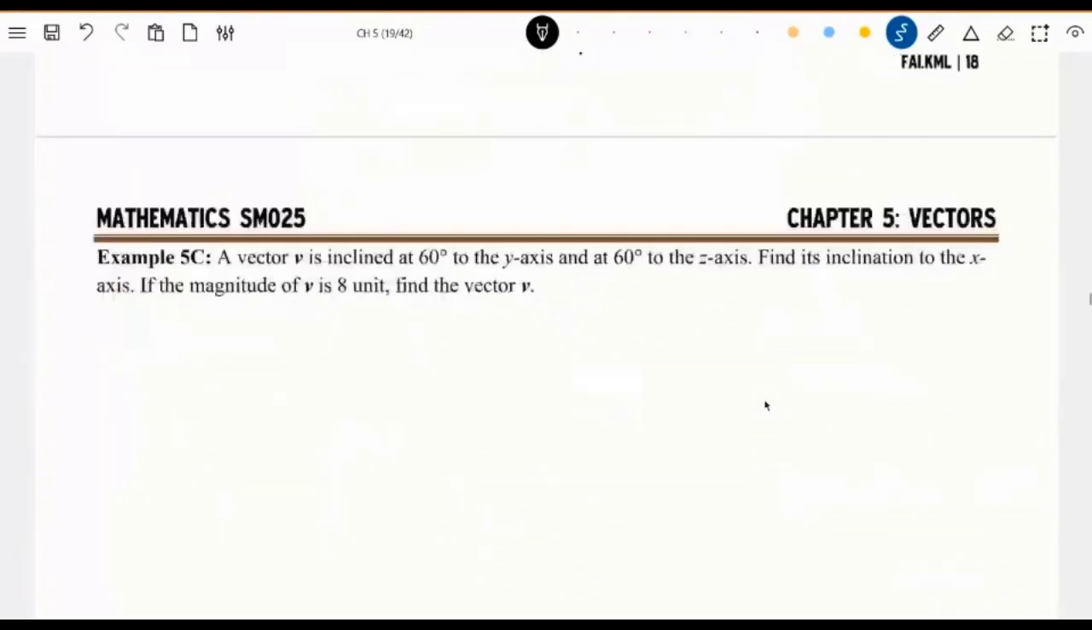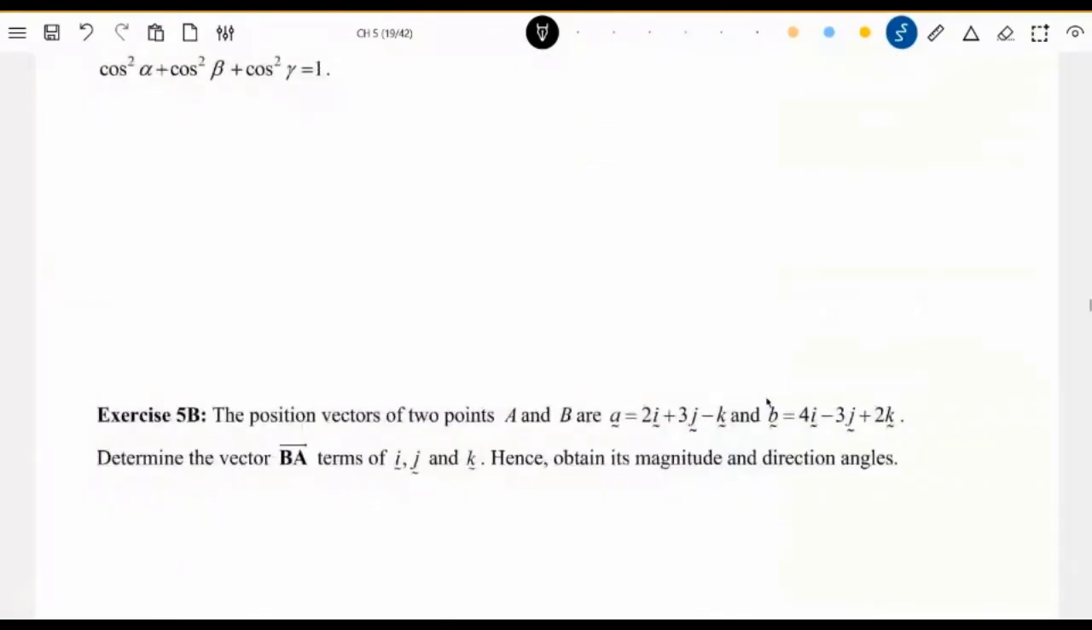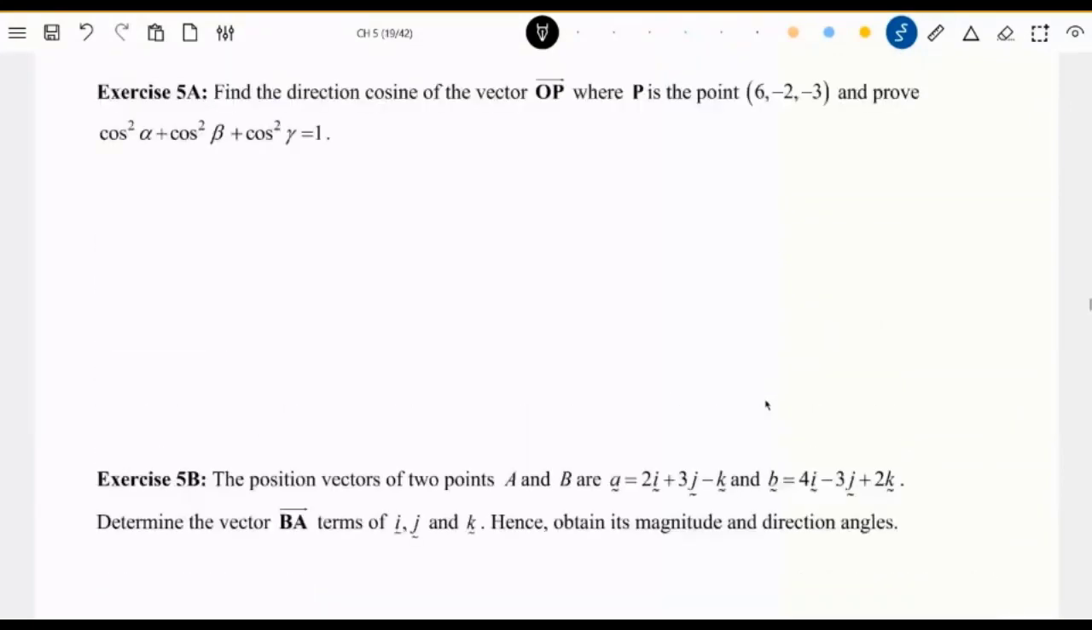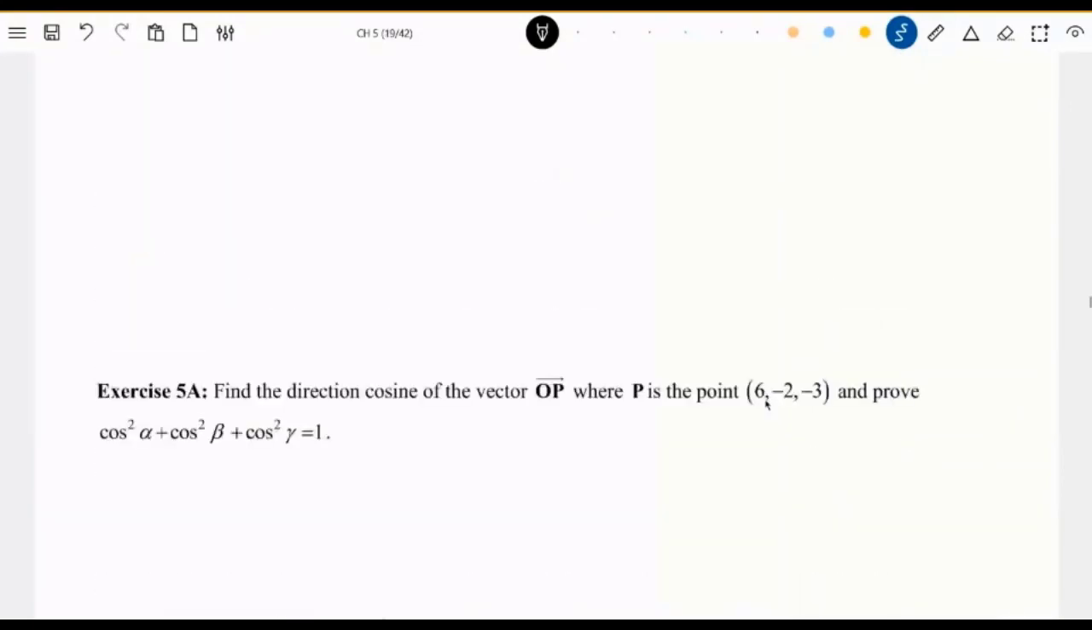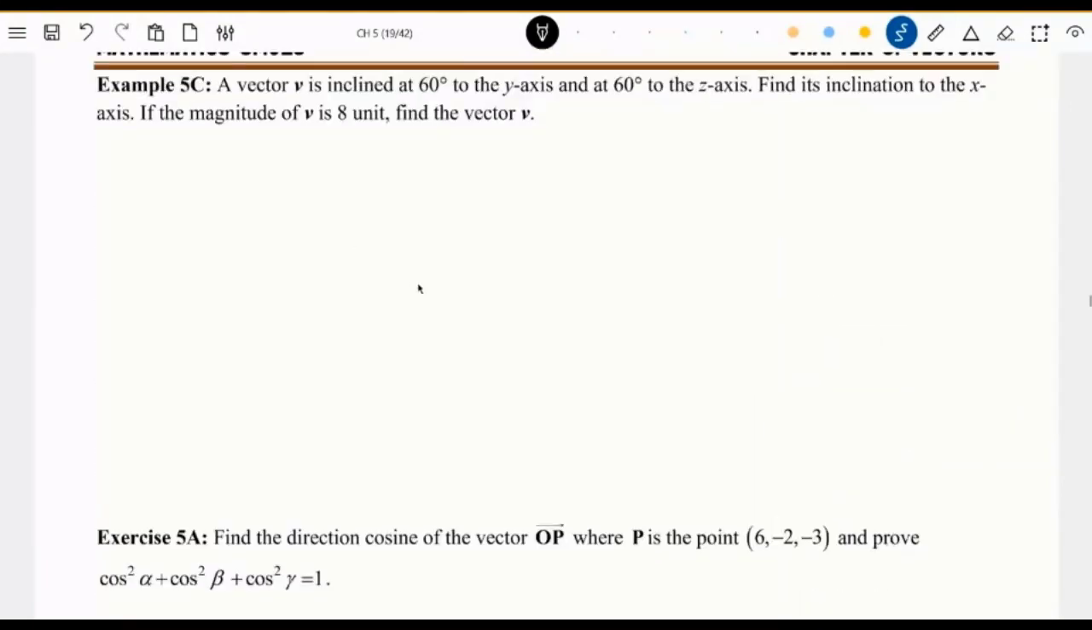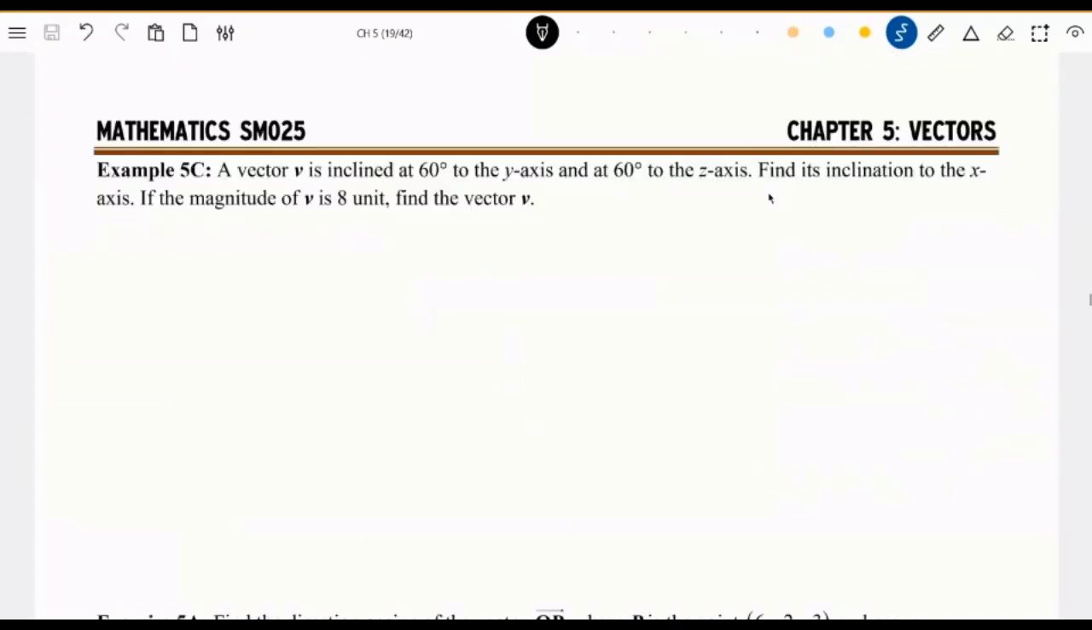Now we move to 5C and then example 5A and B, and then baru kita masuk kepada vector product on the next lesson. Okay, 5C. A vector V is inclined at 60 degree to the y-axis and 60 degree to the z-axis and find its inclination to the x-axis. Okay, so bila dia cakap pasal y-axis, kita melibatkan angle apa?